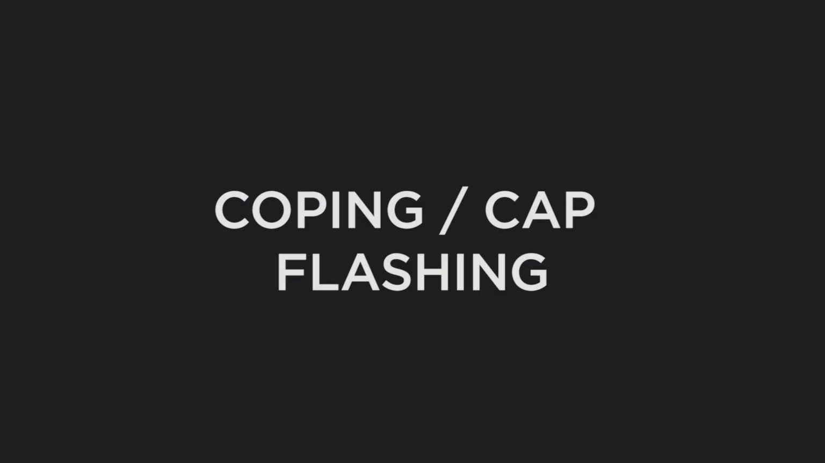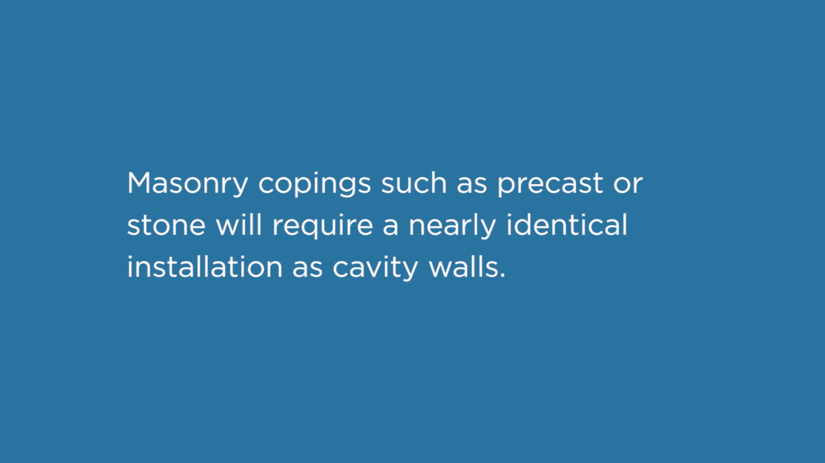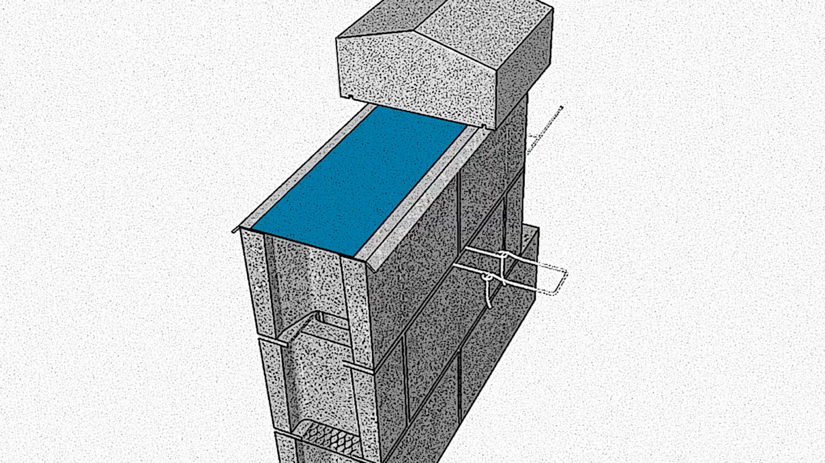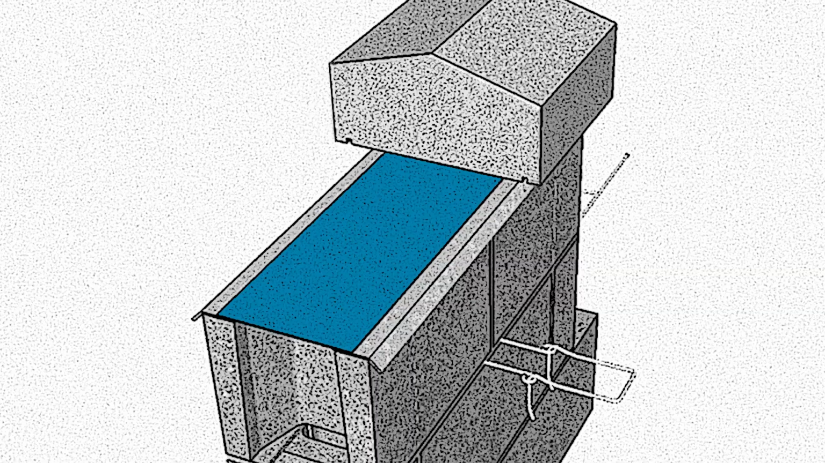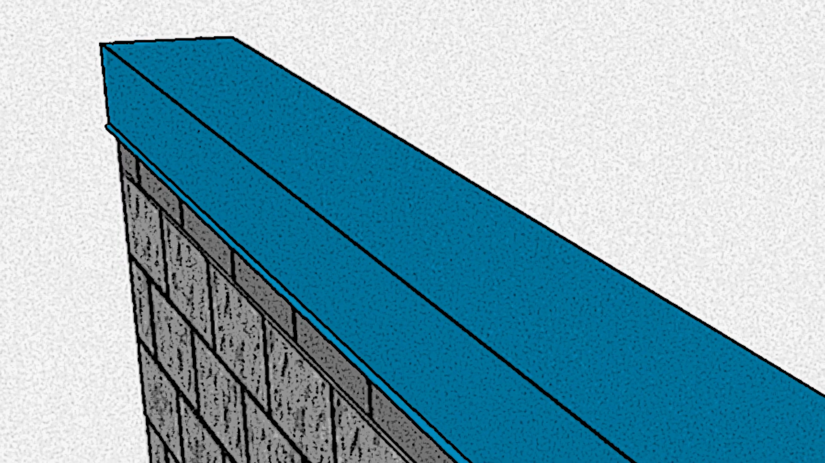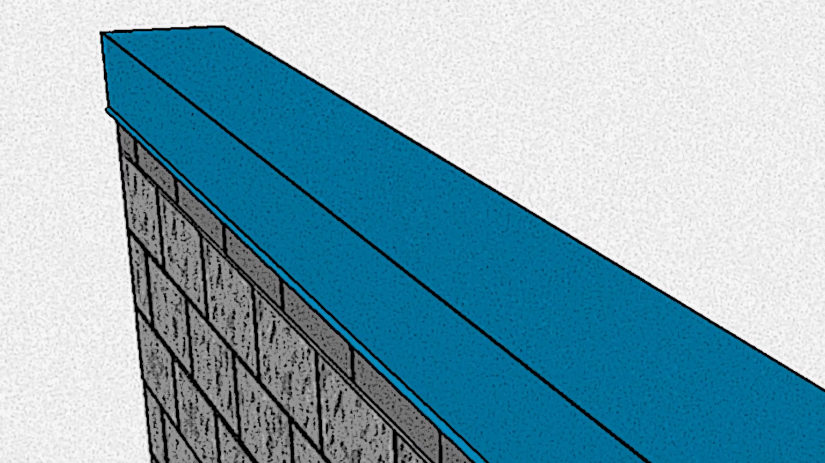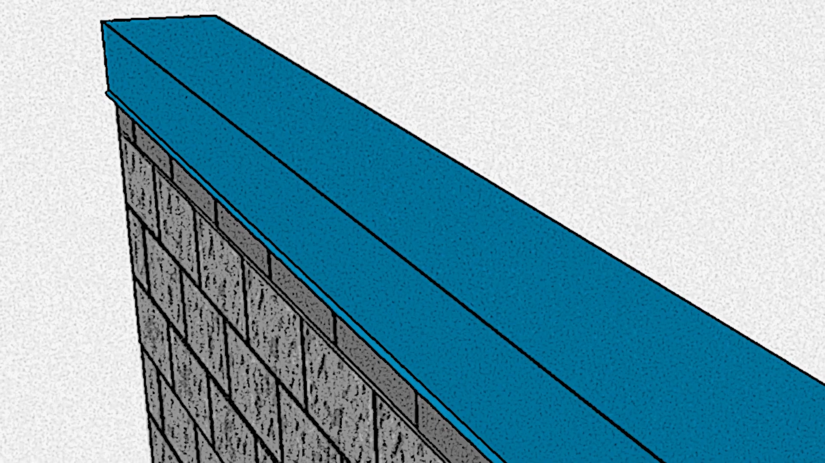In addition to wall drainage, top-of-wall conditions and single-width walls require the use of flashing. Masonry copings such as precast or stone will require a nearly identical installation as cavity walls. Install flashing with drips at exposed sides and seal all penetrations. Often single-width masonry walls will have a metal cap flashing detailed.